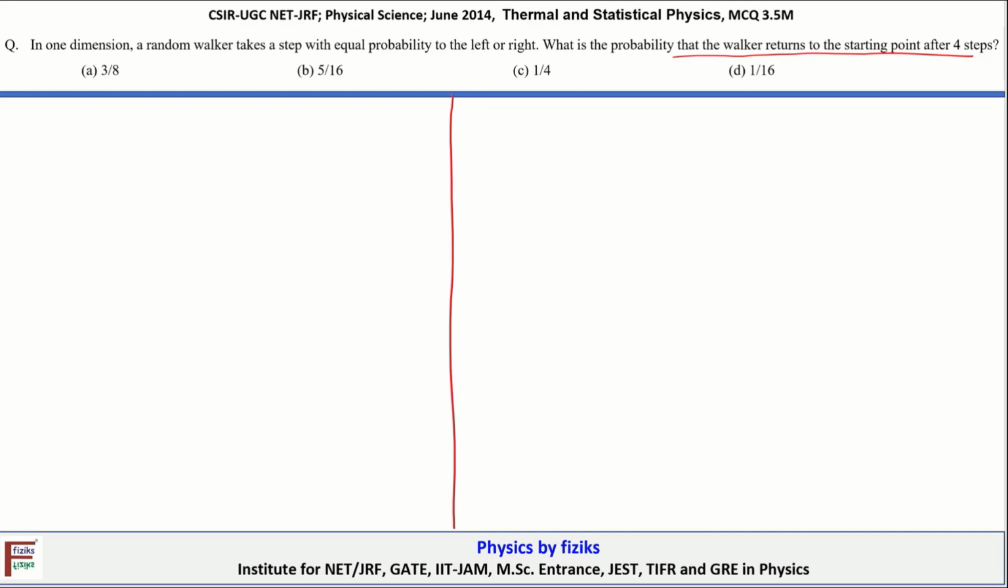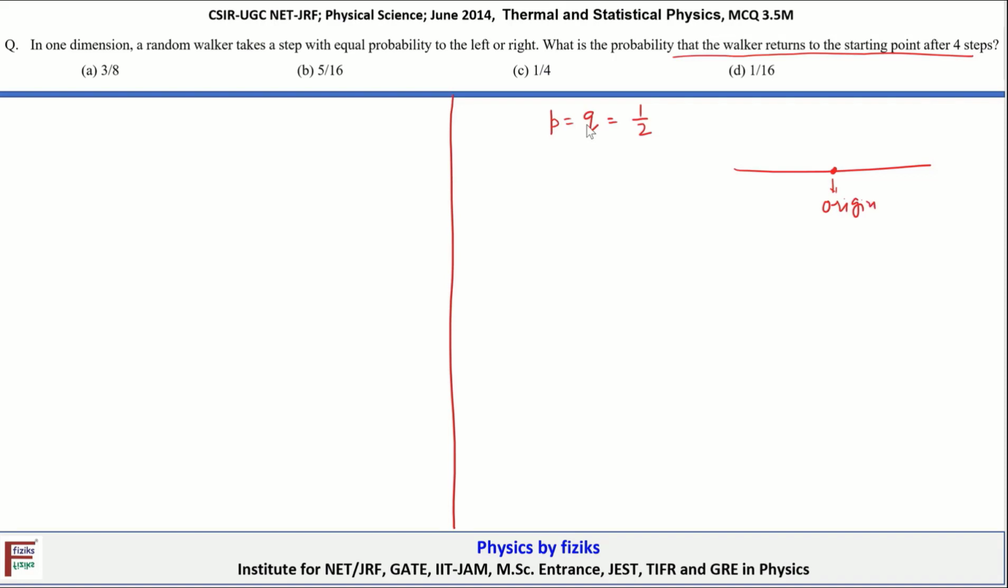The statement is: in one dimension, a random walker takes a step with equal probability to the left or right. So we are given that here P is equal to Q, and that is equal to 1 by 2 for taking steps either to the left or right. For example, suppose a random walker is at this point in the beginning. Let's call this point the origin.